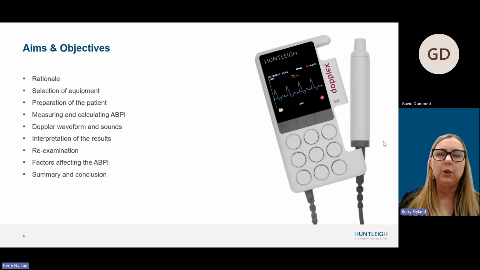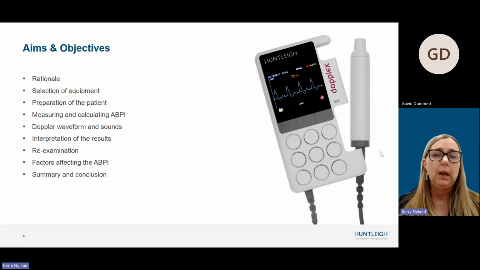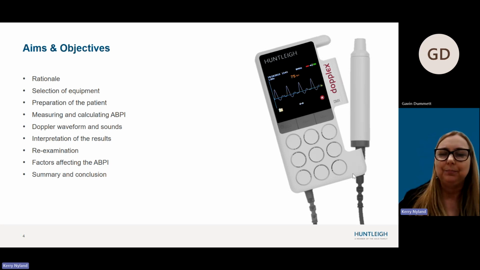So we'll go through the rationale for ABPI, what it's for. Gavin's going to talk us through the equipment that you'll need to do an ABPI. We'll go through preparation of your patient to ensure accurate results, measuring and calculating the ABPI, Doppler waveform and sounds forming part of the assessment, interpretation of the results, re-examination, factors affecting the ABPI, and we'll finish with a little interactive quiz just to see if anyone's still there.